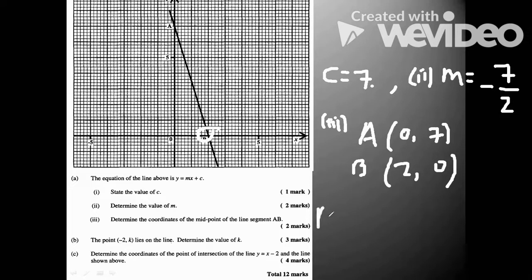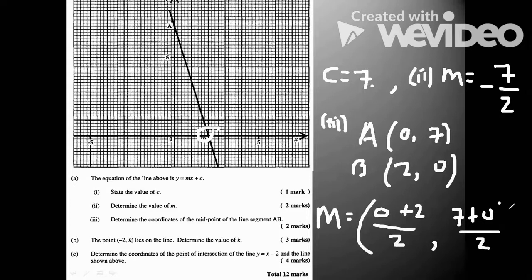We're going to use the midpoint formula, which is just the sum of the x values divided by 2 and the sum of the y values divided by 2. So x1 plus x2, that's 0 plus 2 divided by 2. Then we have 7 plus 0 divided by 2. When you work that out, you're going to get (1, 3.5). So that's our midpoint.